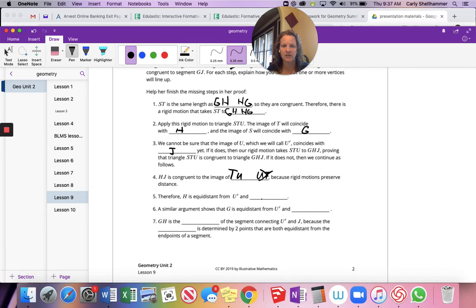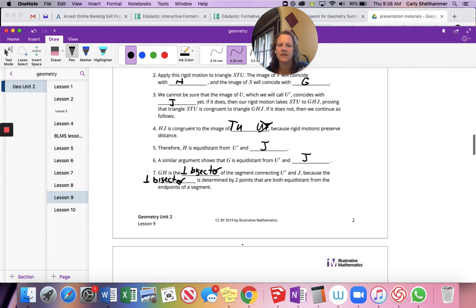H is equidistant from U prime and J. A similar argument shows that G is equidistant from U prime and also J. So GH is the perpendicular bisector of the segment connecting U prime and J, because the perpendicular bisector is determined by two points that are both equidistant from the endpoints of a segment.